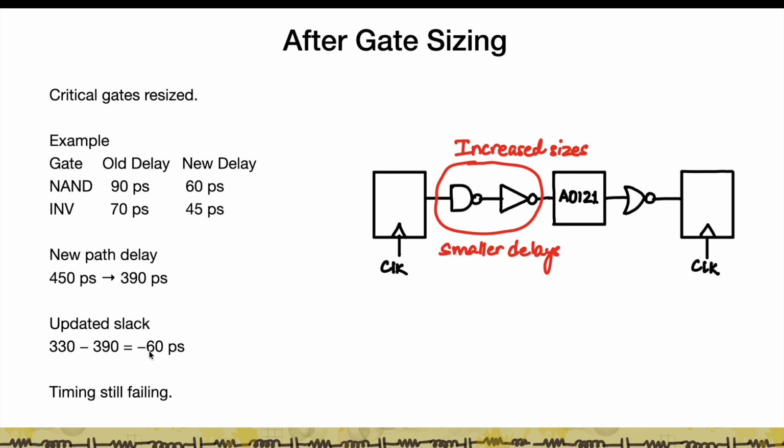That's real progress. But we're still failing. The path needs another 60 picoseconds of improvement, and we've already used the sizing lever hard. Pushing these gates any bigger yields diminishing returns and starts causing issues with load capacitance on their inputs. Time for the next tool.